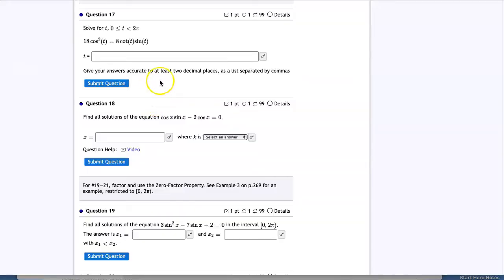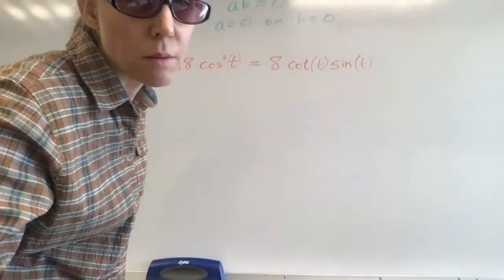So for the next question, we're going to do question number 17, where we have 18 cosine squared t is equal to 8 cotangent t sine t. We're solving from 0 to 2 pi. Answers need to be rounded to at least 2 decimal places.